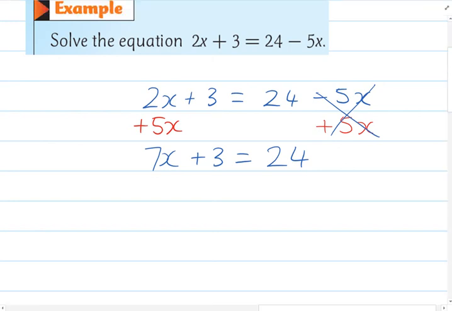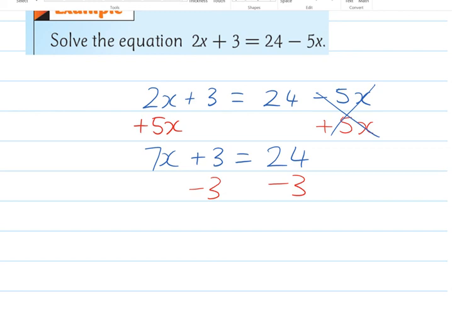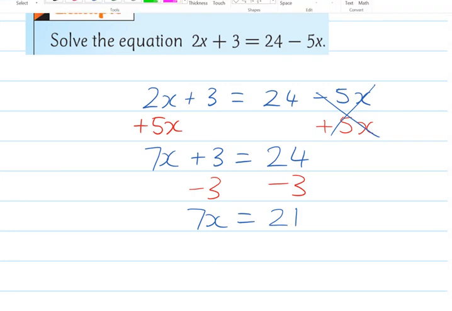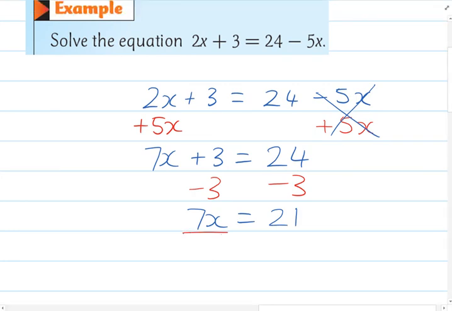Okay, my next step is to subtract 3 from both sides, and that leaves us just with 7x on this side, and then 24 minus 3, that's 21. And my last step is going to be to divide both sides by 7, because that gets rid of the 7 beside the x. And all we're left with is x equals 3.